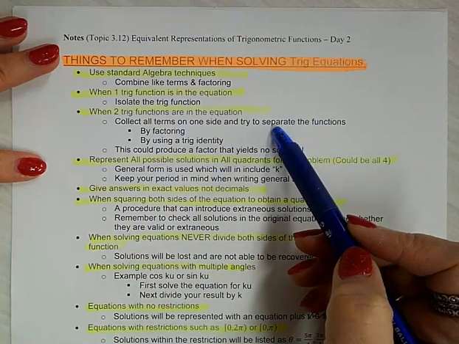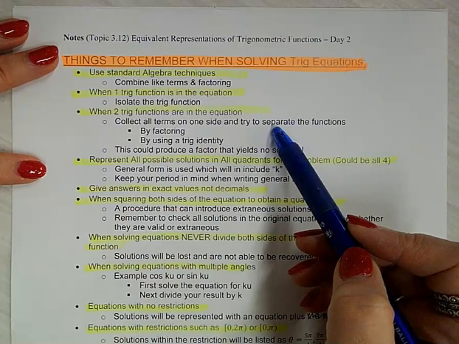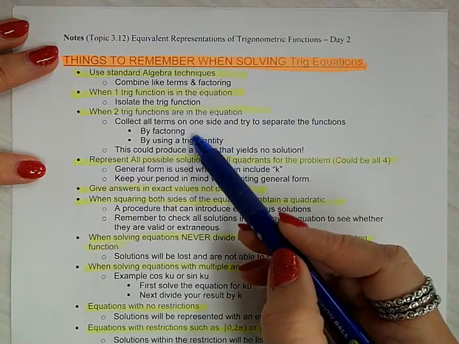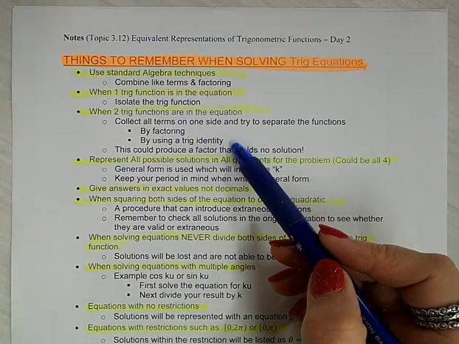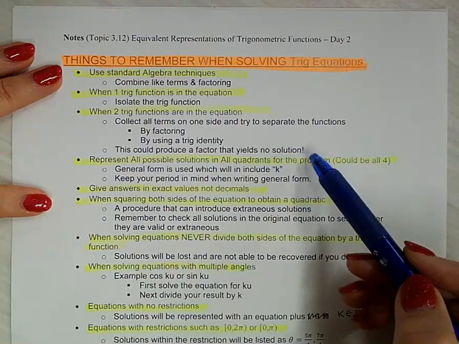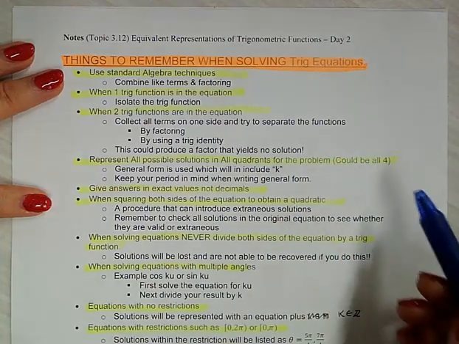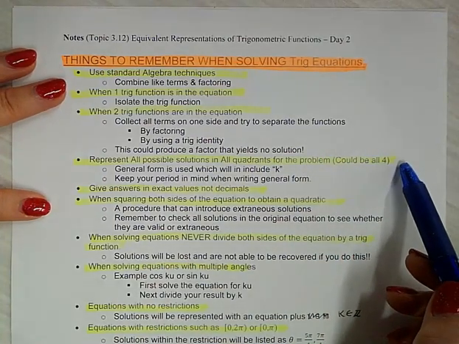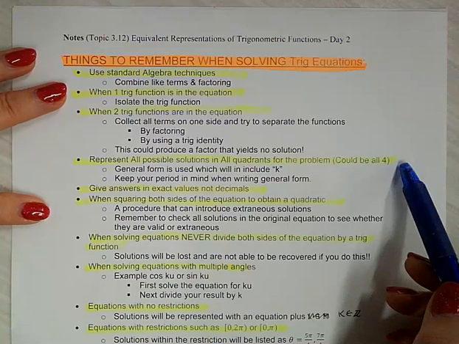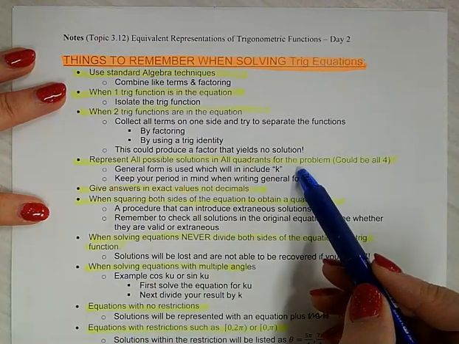So it's okay to have more than one type of trig function as long as when you separate them, they're in their own factor. So tools that you could use here would be factoring or maybe using a trig identity. This could produce an equation that doesn't yield a solution, so keep that in mind. We're going to represent all possible solutions as an equation. And yes, it could be in all four quadrants, but that doesn't mean we're going to write an equation for all four quadrants. So we're going to use our general form.